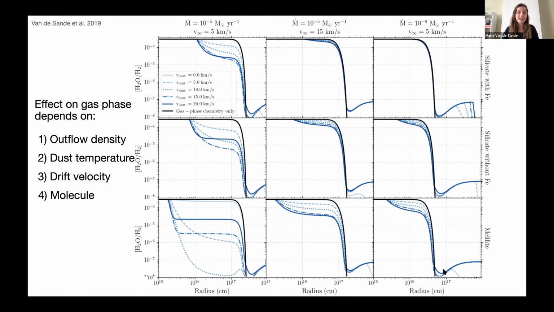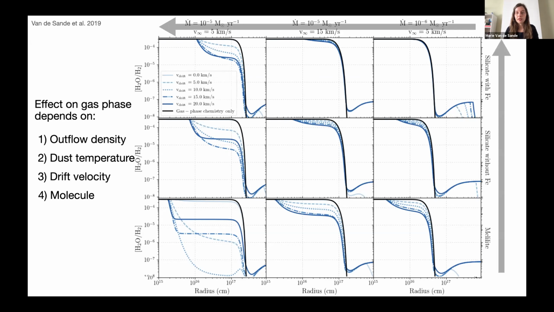We find that the effect on the gas phase depends on 4 factors. First of all, the outflow density. As the outflow density increases, there are more collisions between dust and gas, so more accretion onto the dust or depletion from the gas phase. This is what you see here. In fact, we find that dust-gas chemistry has no effect for lower density outflows, so this corresponds with observations. There's also an effect of the dust temperature. As we go from cooler to warmer dust, the thermal desorption rate will increase, so there will be less depletion from the gas phase. Drift velocity also plays a role.